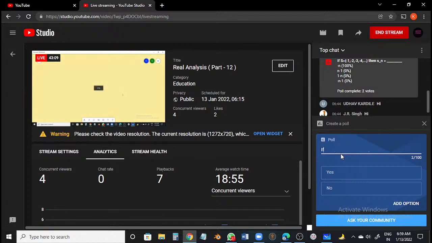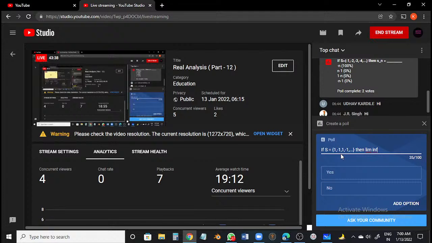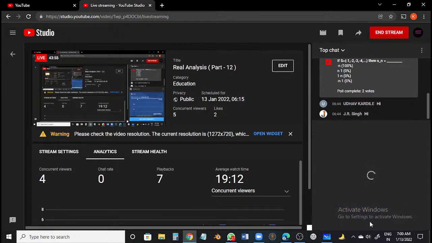If capital S equal to {1, -1, 1, -1, ...}, then lim inf, limit inferior of S, equal to 1 or -1, what will it be?